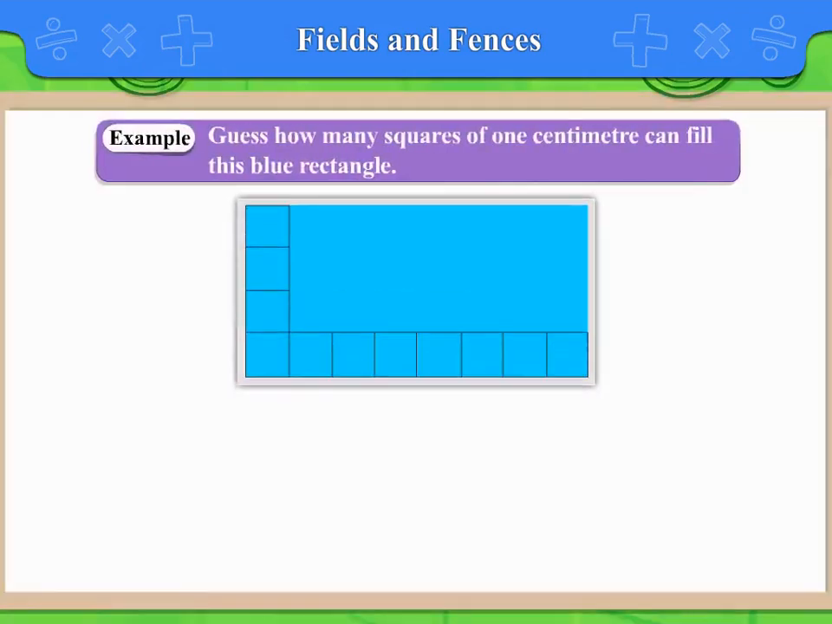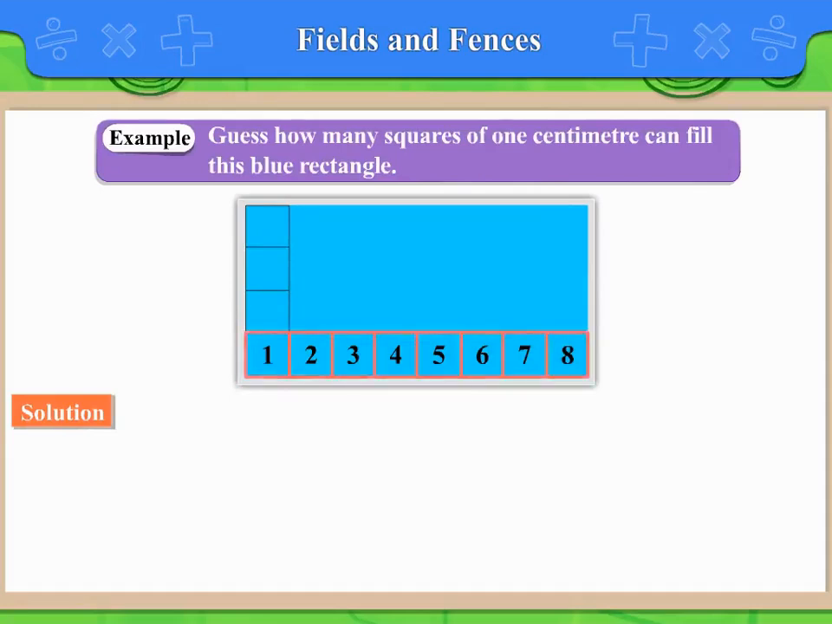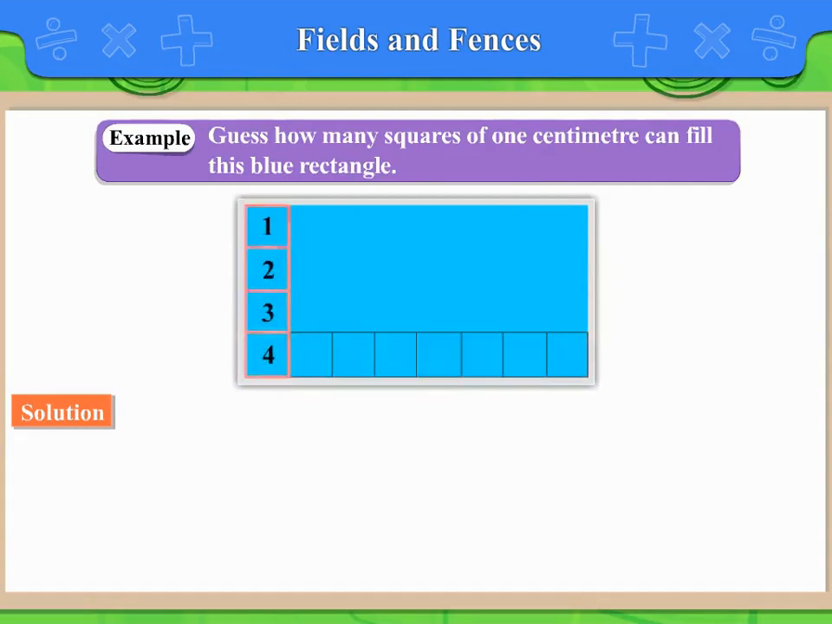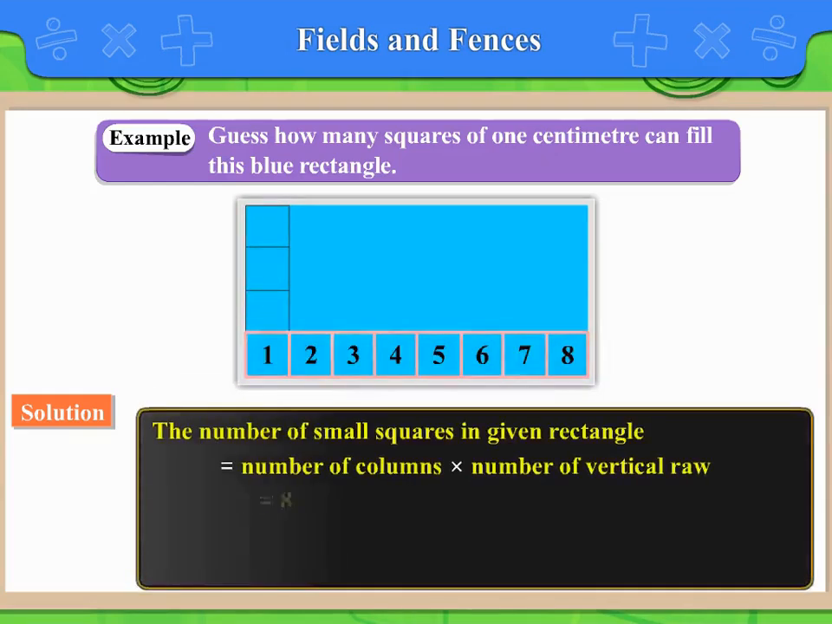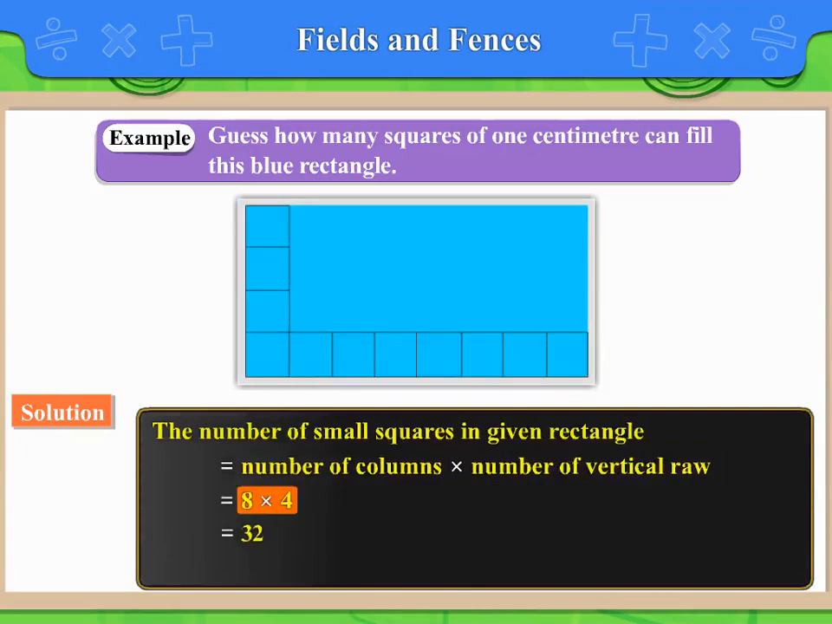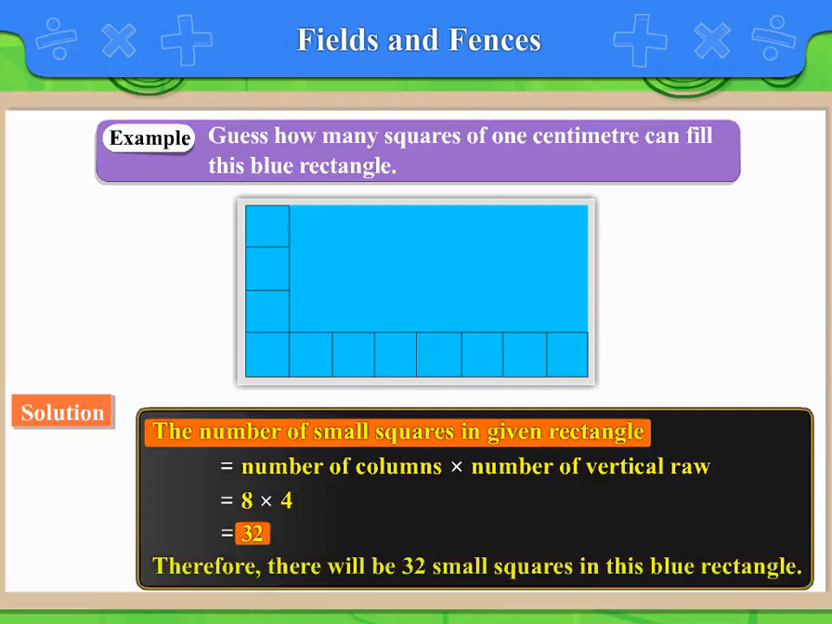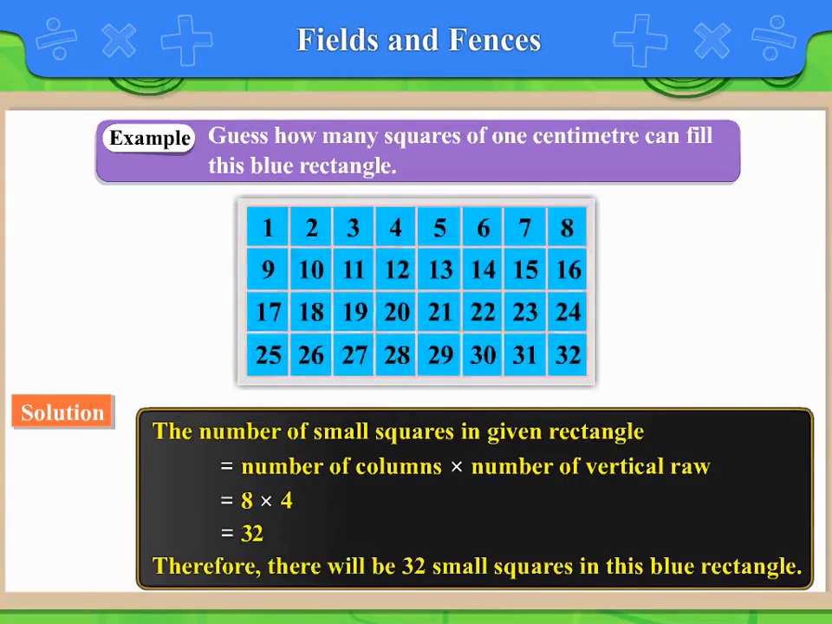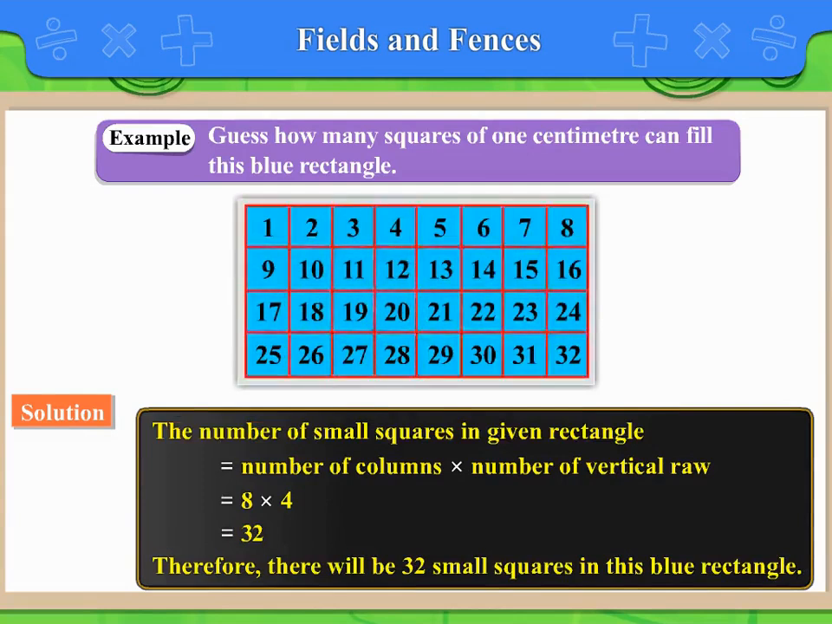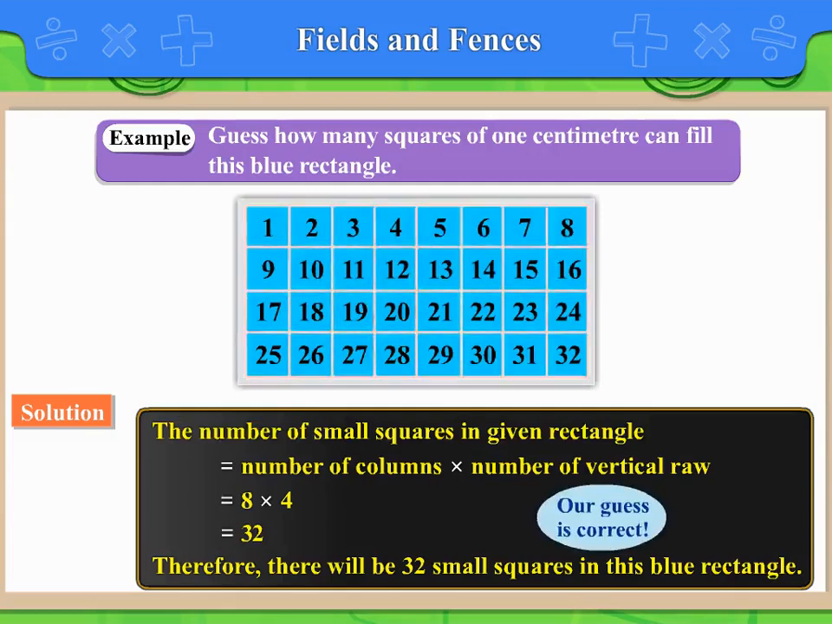Example. Guess how many squares of 1 centimeter can fill this blue rectangle. Solution. If we count the number of vertical columns in this blue rectangle, it is found to be 8, and there are 4 horizontal lines, that is 4 rows. So to guess the numbers of squares, it should be 8 into 4, that is 32. Therefore, there will be 32 small squares in this blue rectangle. If we try to fill this rectangle with small squares, we come to know that our guess is correct.